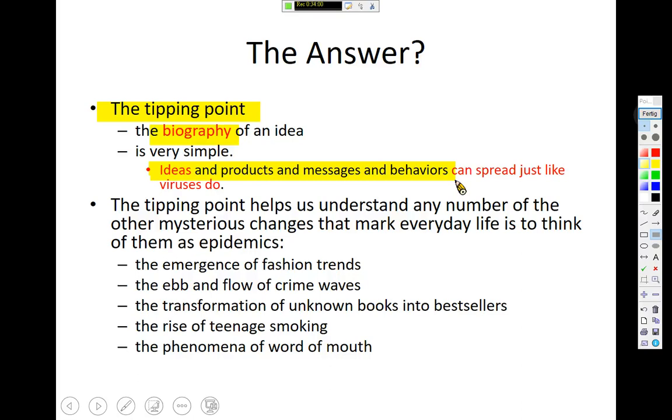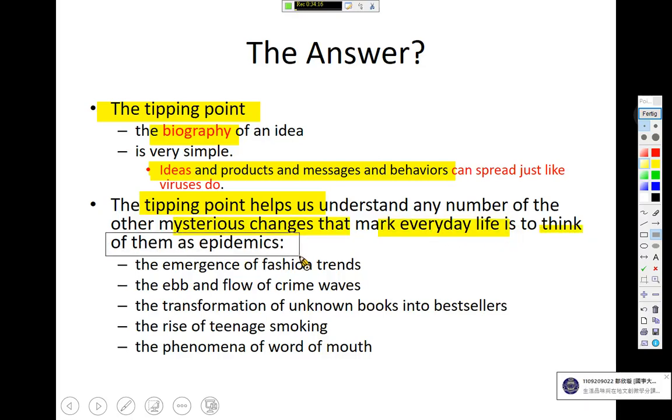So let's look deeper into the idea of the tipping point. The tipping point helps us understand any number of other mysterious changes that mark everyday life, is to think of them as epidemics. What is epidemics? 流行病. Something viruses do, just like COVID-19, right? Let's look at this. COVID-19 is a small virus, starts somewhere, we don't know where, but starts in a very, very small location. But it explodes, it spreads in a very quick manner. If you are contacted by the virus, you got infected, right? Then you have COVID-19. And then you will spread that virus to other people.